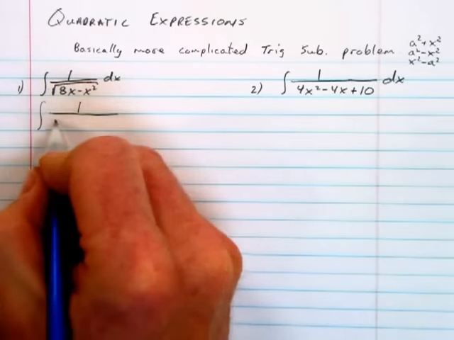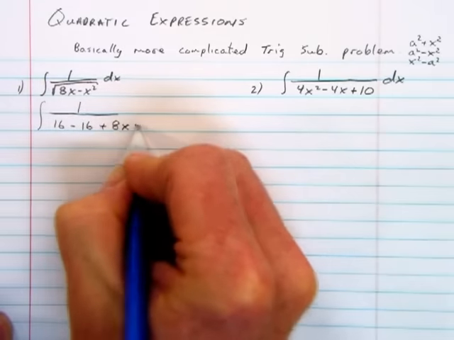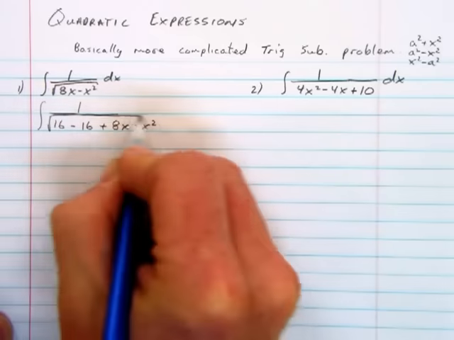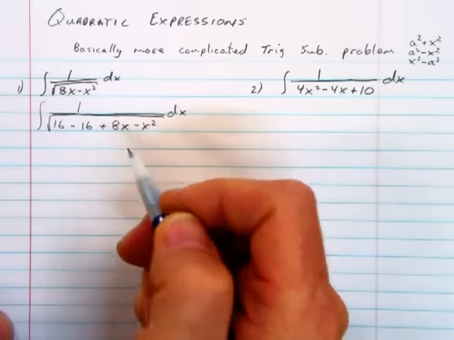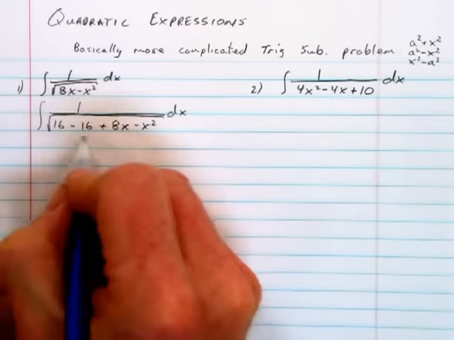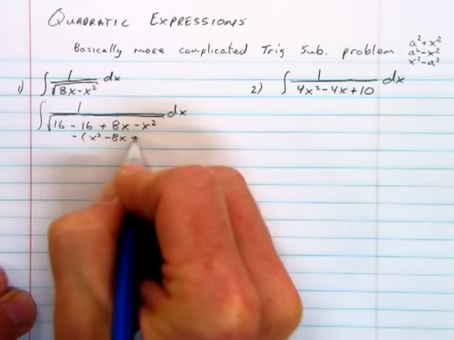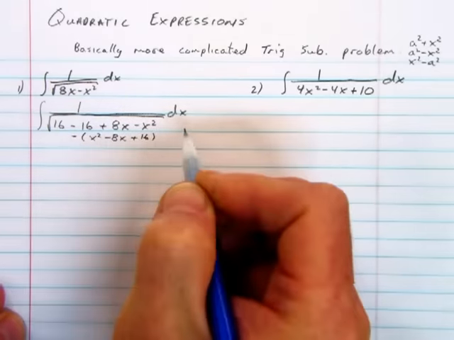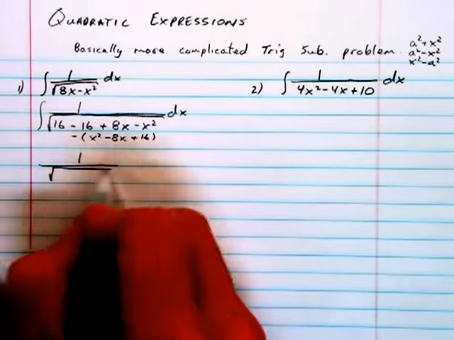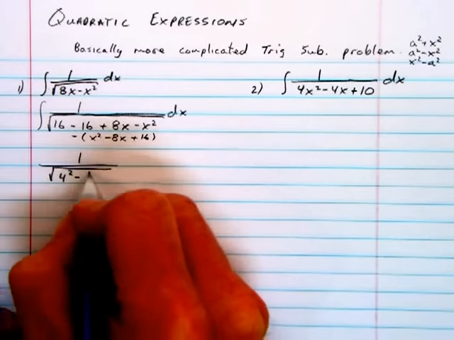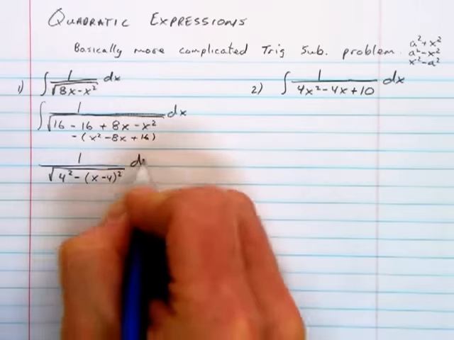If I did something like 16 minus 16 plus 8x minus x squared, and that's all going to be underneath our radical. Why is that good? Note 16 minus 16 is just 0, so I haven't actually changed the value of this. But now I can factor this to say that this is x squared minus 8x plus 16. Now I have a perfect square. So when I set up this integral, this will be 4 squared minus x minus 4 quantity squared dx.